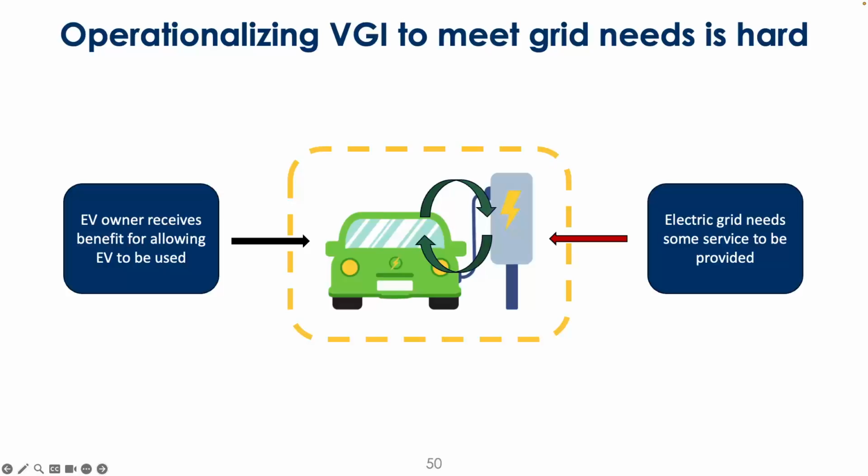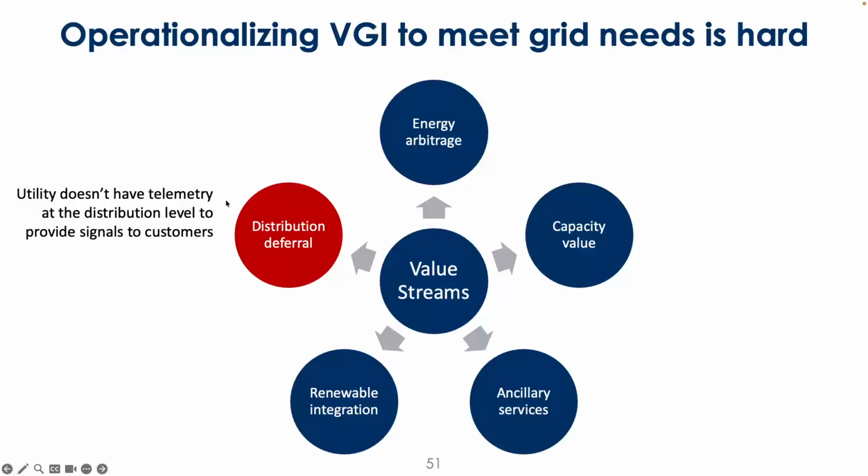Okay, so operationalizing this stuff is pretty hard. We have some idea of these services that need to be provided, but how do we actually do it? And how do we realize those benefits? One of the examples on the distribution side, thinking about the neighborhood level, is that utilities don't really have insight at that level to provide signals to customers. Because the way that you get a customer to respond is you say, don't charge at certain times. Well, the utility may not know how to provide those signals because they don't get them themselves.